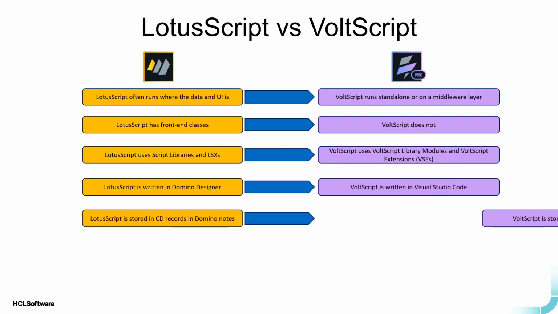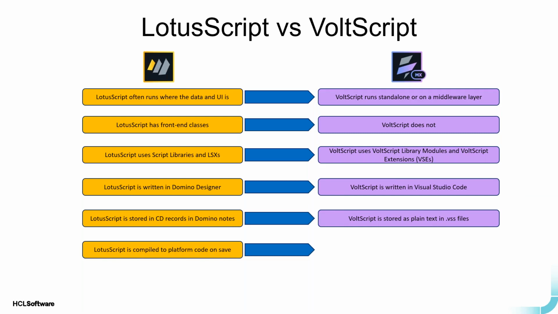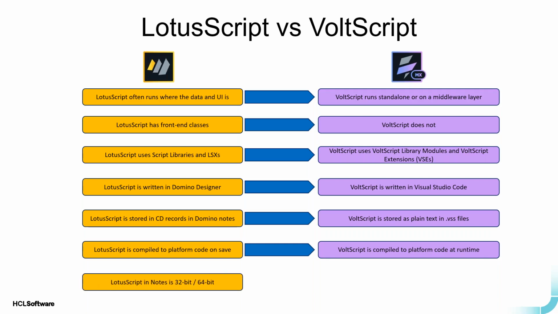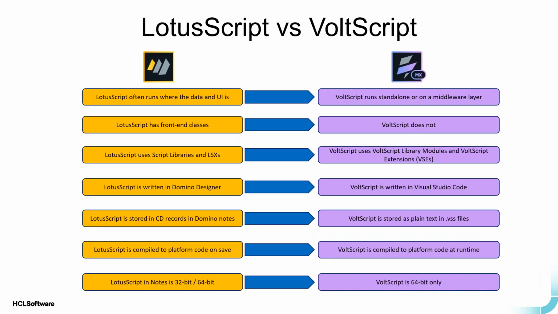We've talked about the IDE, but obviously that LotusScript is stored in CD records in the notes, and it's compiled and saved as a .lso file within that note when you save. VoltScript, it's just stored as files on your file structure, plain text files with a .vss suffix, and it's then compiled and run at runtime. LotusScript is 32-bit and 64-bit, 64-bit for the server, 64-bit for version 14. VoltScript is 64-bit only.